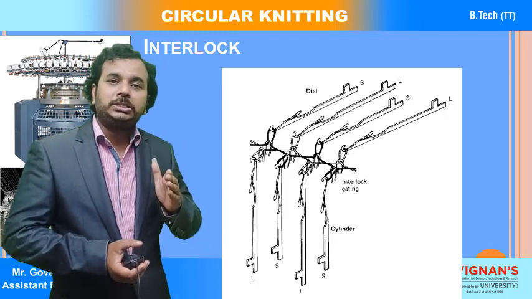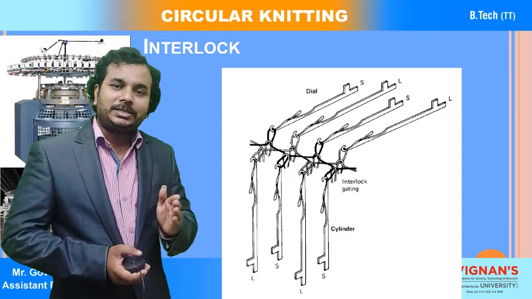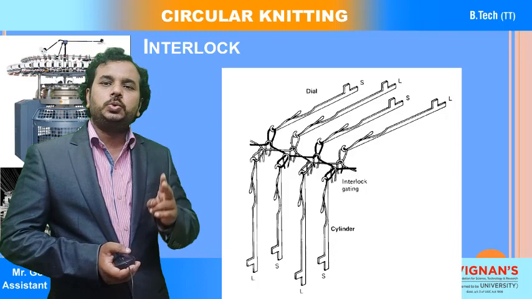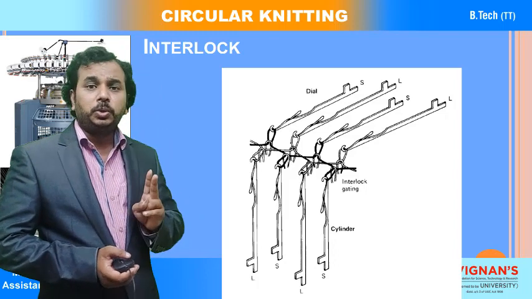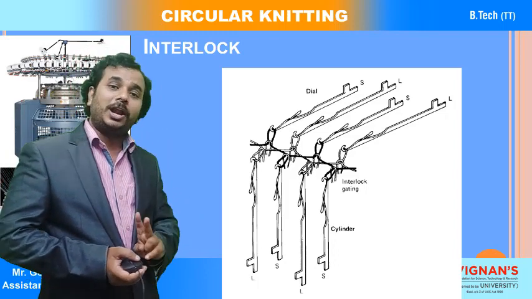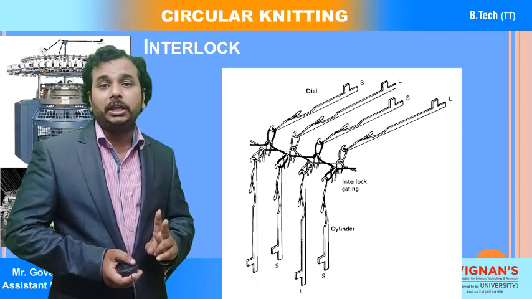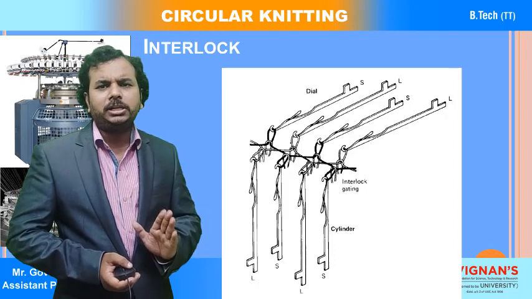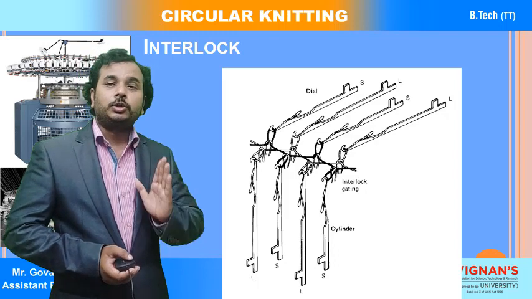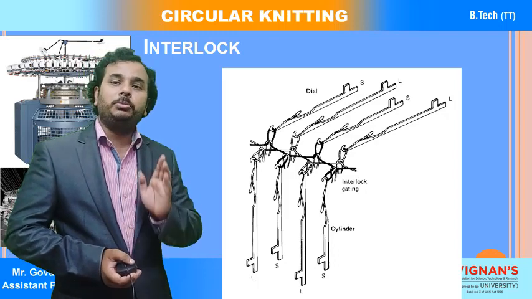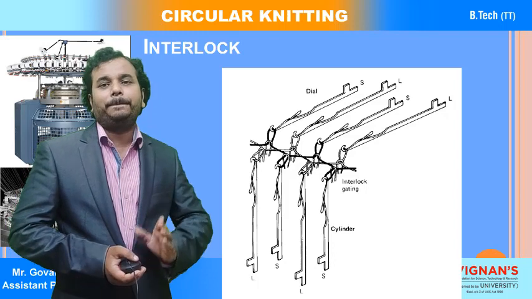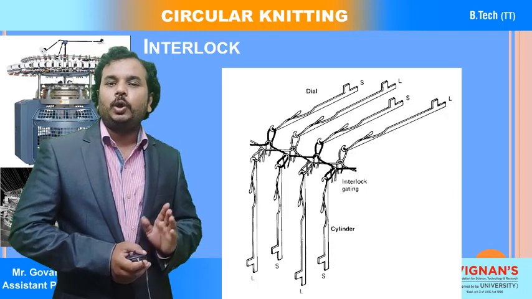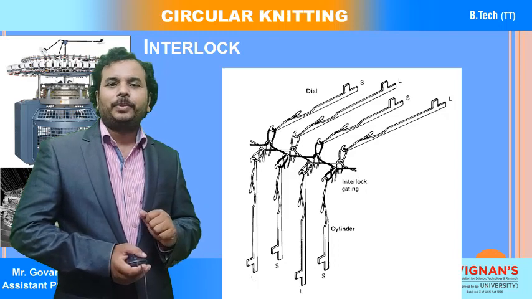But you need to identify where we have used two different types of needles. One is called long butt needles, the second is called short needles. Long needles and short needles are going to be used for the interlock fabric structure. Okay, so you can observe that.